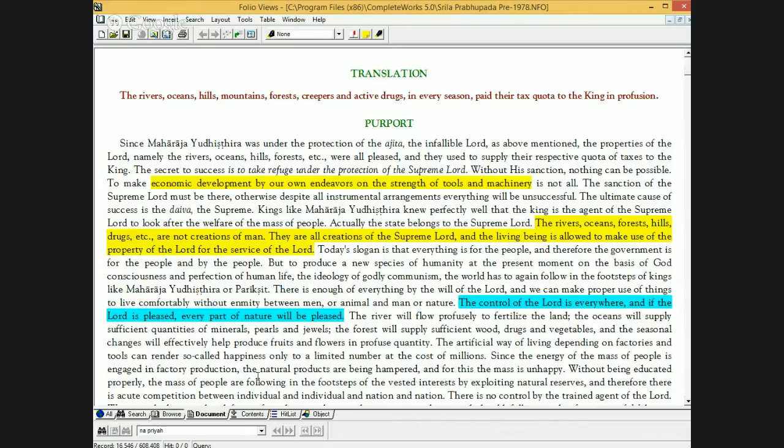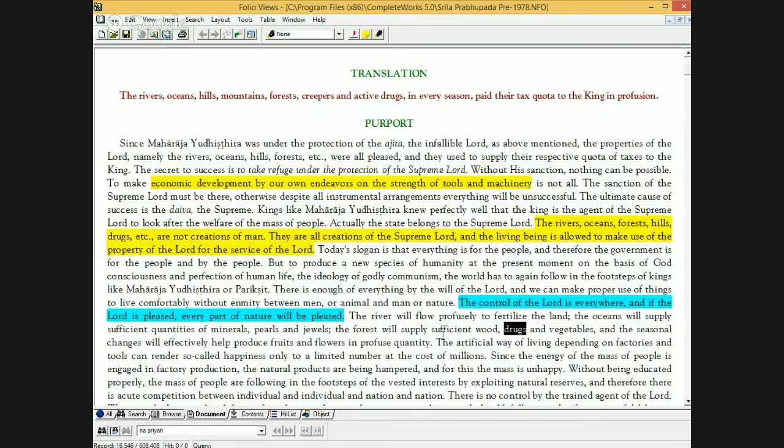And then a very famous line, the control of the Lord is everywhere. And if the Lord is pleased, every part of nature will be pleased. So nature will very happily maintain us if we follow the Lord. The river will flow profusely to fertilize the land. It's not in your control. Ocean will supply sufficient quantities of minerals. Again, not in your control. Pearls and jewels. Forest will supply sufficient wood, drugs, and vegetables. And the seasonal changes will effectively help produce fruits and flowers in profuse quantity. And today, doctors, we make medicines, the concentrated chemicals, and actually naturally there are drugs in the forest. Therefore, they call it jadi booti, Ayurvedic doctors as such.